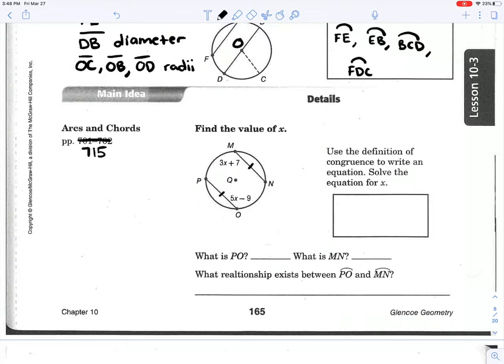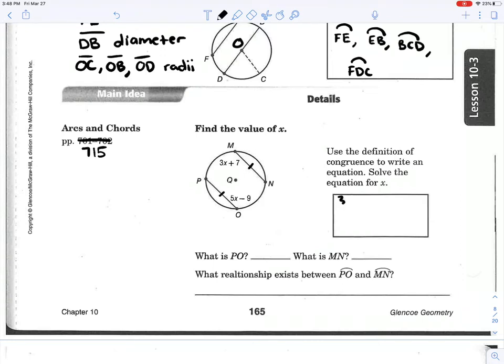As you move closer to the middle of the circle, as you move closer to Q, your chord is going to get bigger, where the biggest chord would then be the diameter. As you move farther away from the center of the circle, the chords get smaller because you're moving farther from the center. Now these chords are exactly the same, meaning they are the same distance from the center, so that's just something to note. It says use the definition of congruence to write an equation.